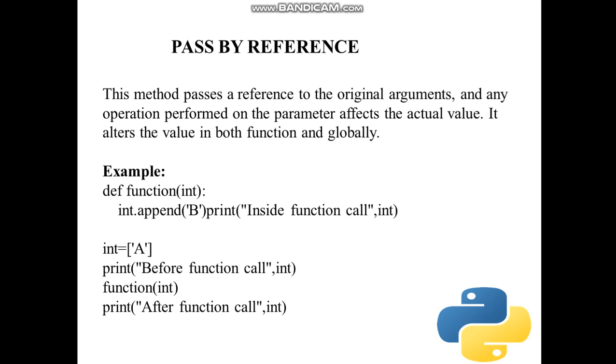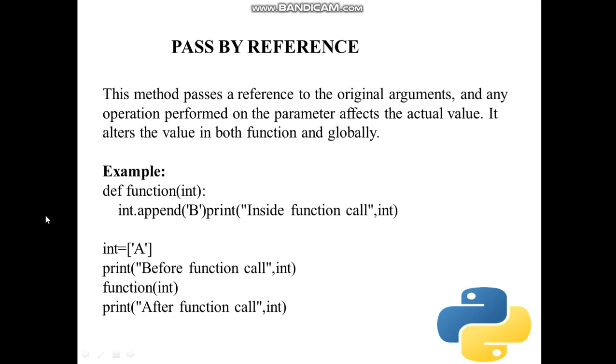Next is pass by reference. This method passes a reference to the original argument, and any operation performed on the parameter affects the actual value. It alters the value in both the function and globally. So here in pass by reference, what happens? We are actually passing the reference to the value which we have declared. So if I change the value inside the function call, it will change my value globally.